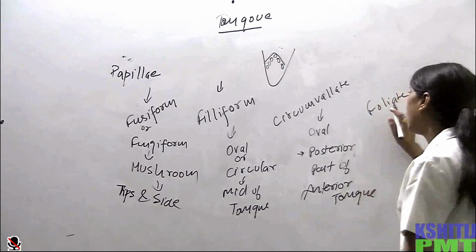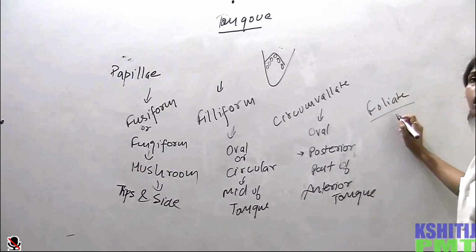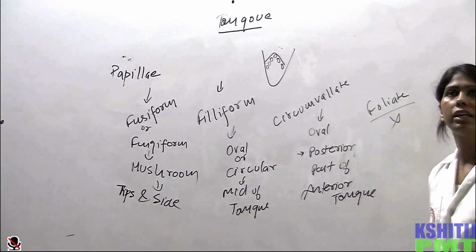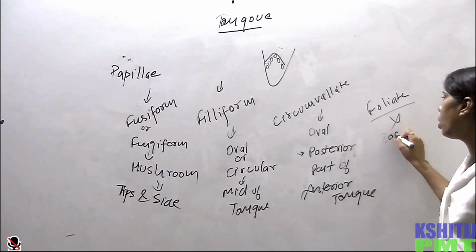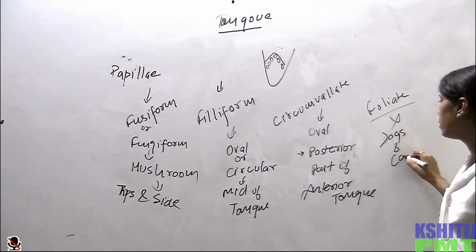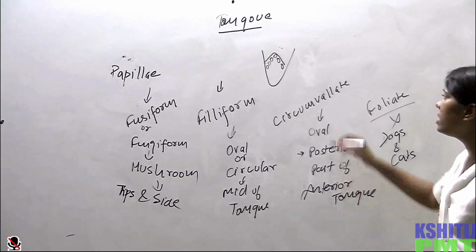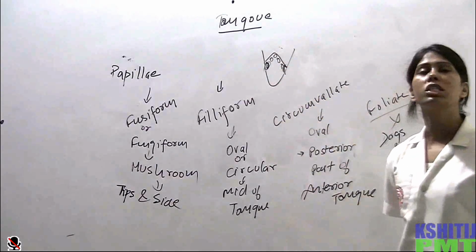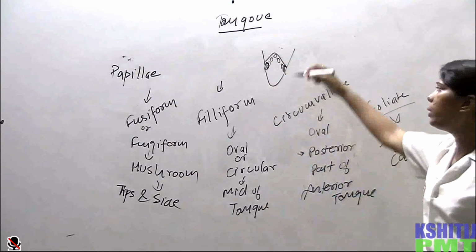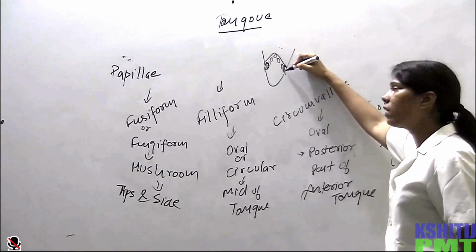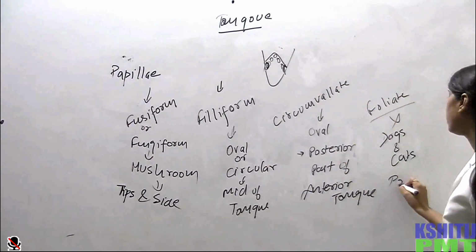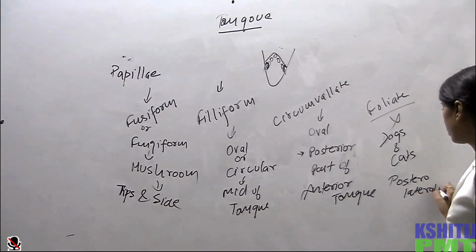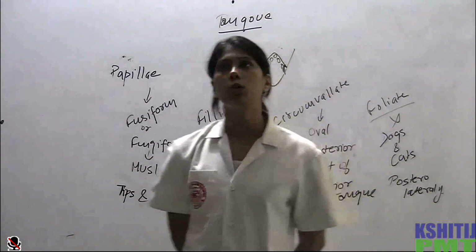Now, after this, foliate papillae are not present in our body. These are present in dogs and cats, and these are present on the side of the tongue. These are present here on the posterolateral side. Here you can see they are present posteriorly, and on the lateral side, so they are posterolateral. Fine. So this was about the papillae.